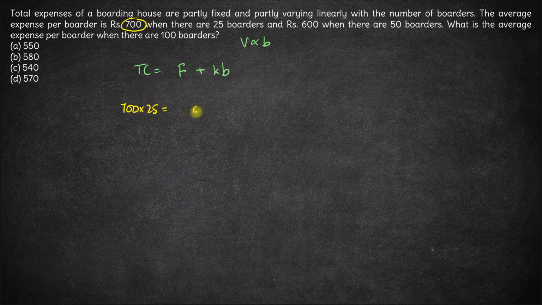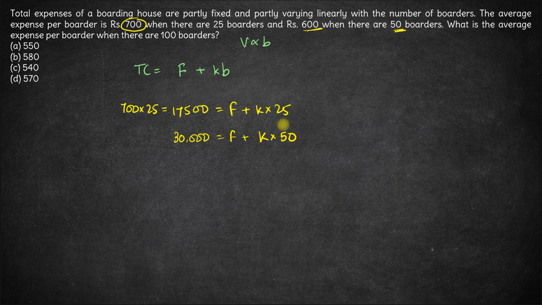So 700 into 25 is 17,500, which is fixed part plus K into the number of boarders, which is 25. Also, the average expense per boarder is 600 when there are 50 boarders. So the total expense will be 600 into 50, which is 30,000. This should be equal to fixed part plus K into 50, right?